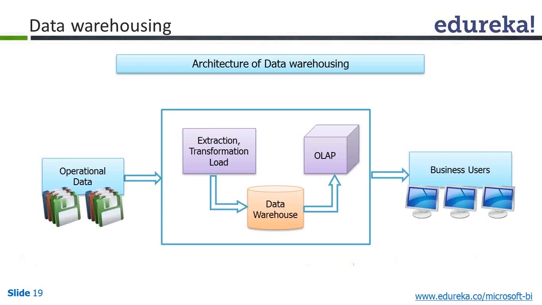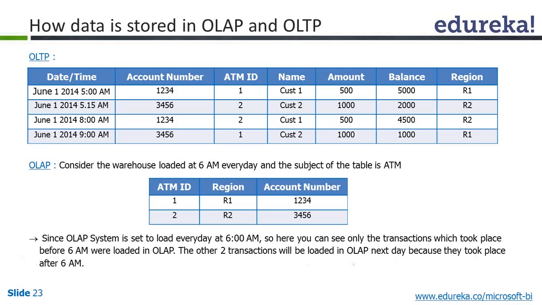So what is the architecture of data warehousing? You have the operational data, stored in many different sources. As I told you, it can be from Oracle, SAP, DB2, a spreadsheet, or CSV, anywhere. You do the ETL operation and load the data into the data warehouse, and you generate the concept of OLAP. I told you the concept of a cube, right? The picture shows the cube. Then you give the reports to the business users. So this is the architecture of data warehousing.